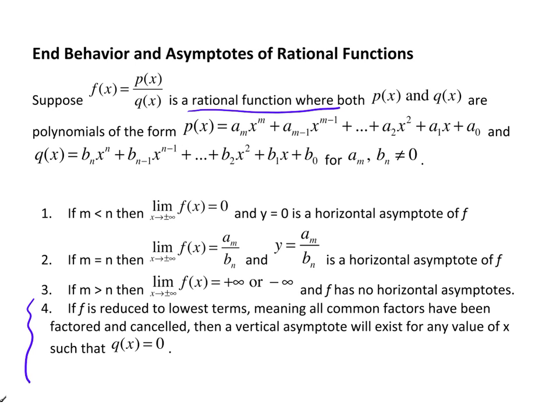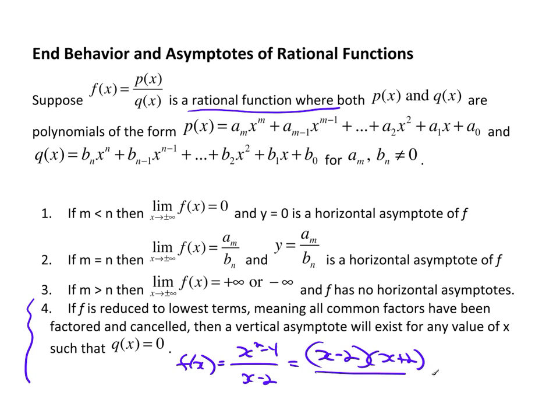Now, right here, we talk a little bit about the idea of vertical asymptotes. If the function f is reduced to lowest terms, that means that all the common factors have been factored out and canceled, then a vertical asymptote will exist for any value of x such that the denominator is still 0. A very common example would be x squared minus 4 over x minus 2. If x equals 2, I have an issue here. I get 0 over 0. That's indeterminate form. But this is x minus 2 times x plus 2 over x minus 2. These cancel out. I do not have a vertical asymptote. This just looks like x plus 2.